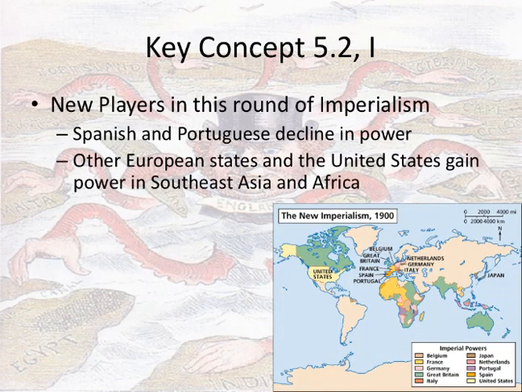So now we have new players in this round of imperialism. The Spanish and the Portuguese have declined in their power for many reasons that were discussed in Period 4's videos, but one to highlight is the fact that England and the Dutch emerge as more powerful and more ruthless players on the world stage. But we see the decline of these powers, and we see the emergence of other ones, notably the British, the Belgians in the Congo, and the United States.